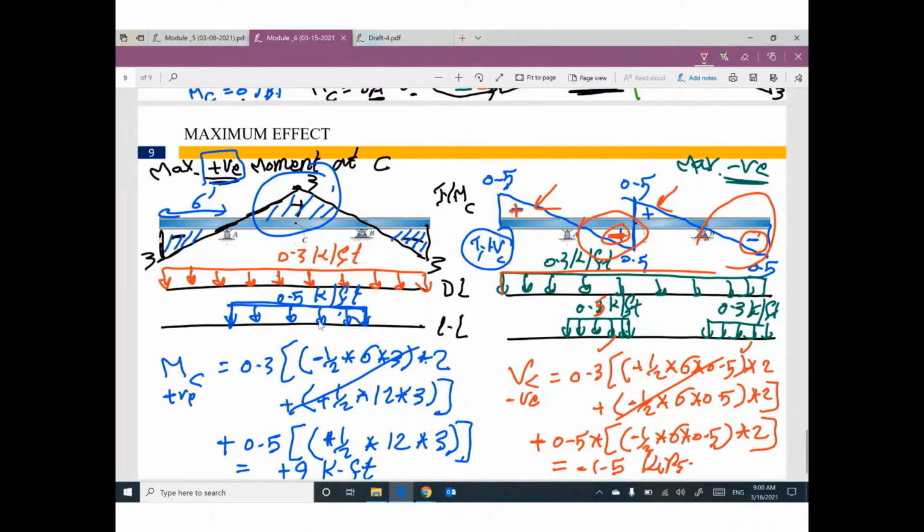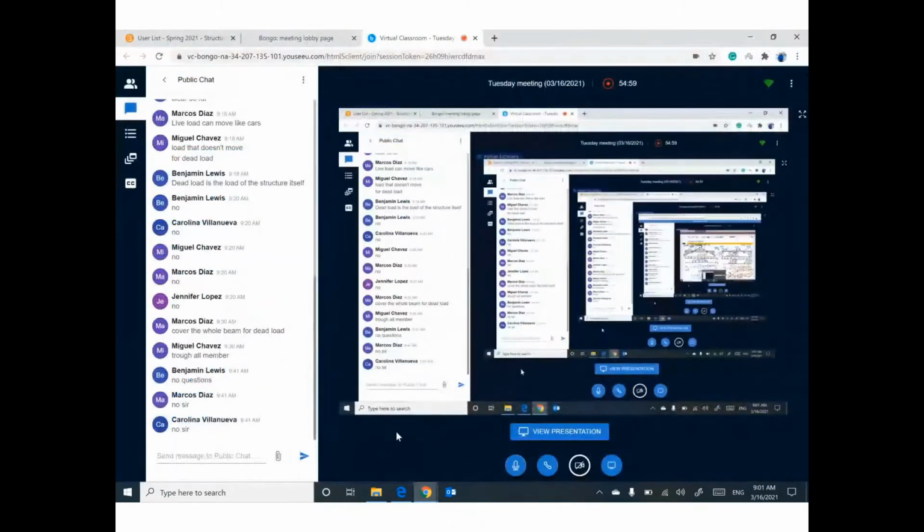For live, if you are looking for maximum positive, I will put the live load only under the positive diagram. If you are looking for maximum negative, I don't have a choice for dead load, but for live load I will put it only under the negative diagram. If you would like the final maximum value, multiply the dead load value by the area of the diagram covered by the dead load, and the live load value by the area of the diagram covered by the live load. Looks good?